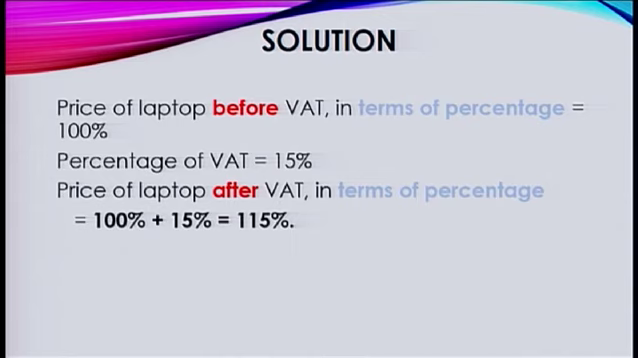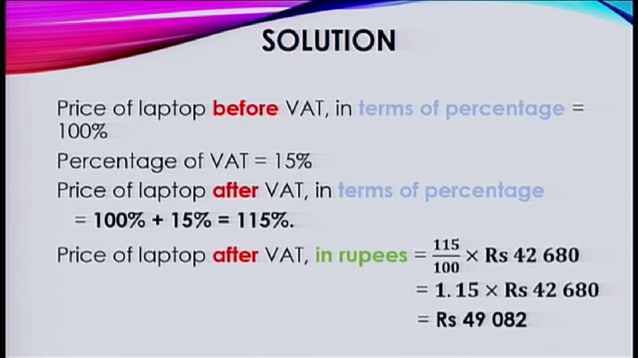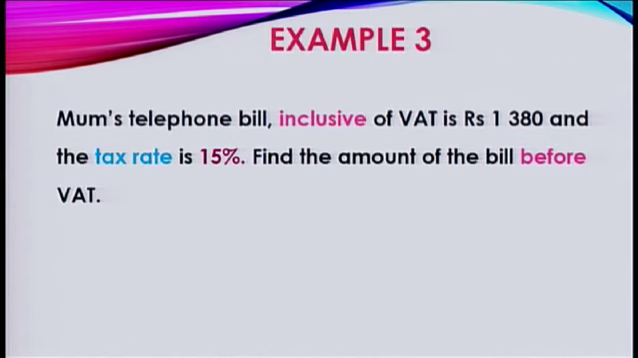Right, so to get the price of the laptop after the VAT, in terms of rupees, what do we do? It's simple: 115 over 100 times 42,680. Now this 115 over 100, you can write it simply as 1.15 times 42,680. You will get an answer of 49,082 rupees.